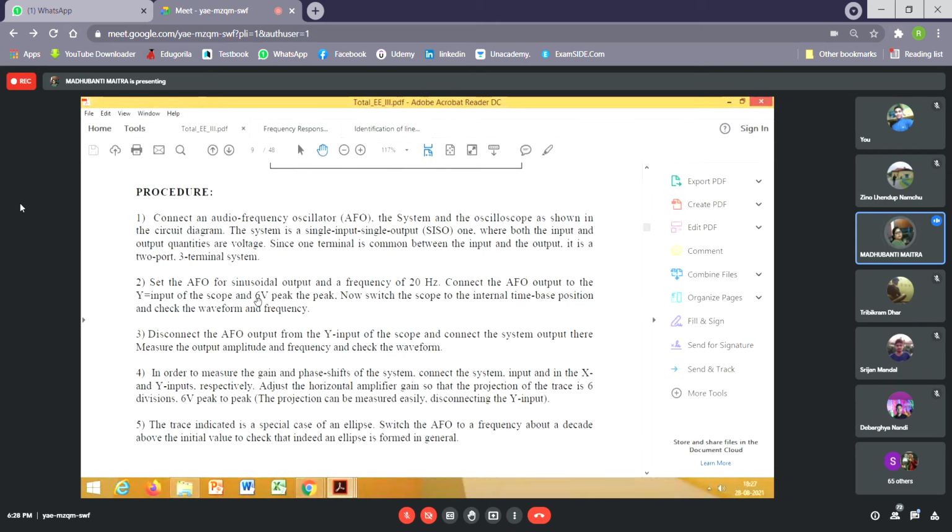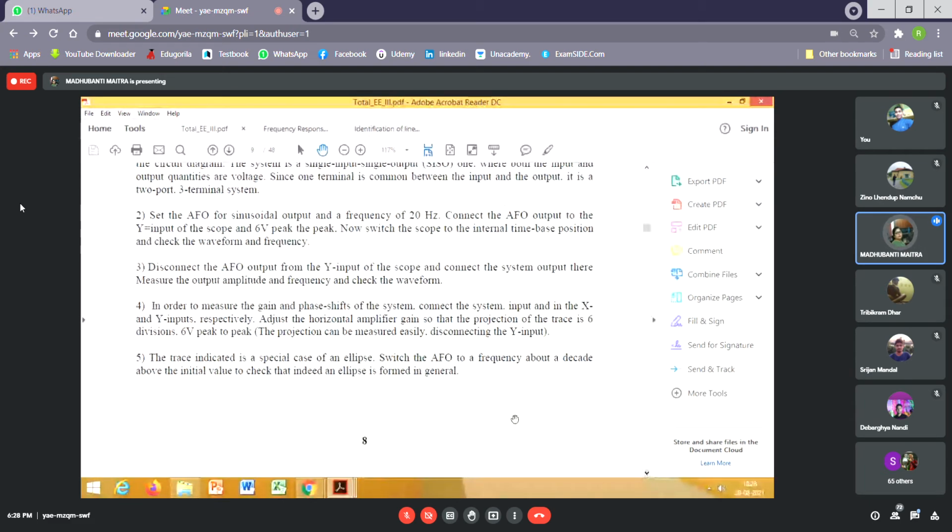Clear? So 6 volt peak to peak, and we will only vary the frequency of the input sinusoid. Now let us come to this particular point. Point number 4. In order to measure the gain and phase shift of the system, we'll learn what is meant by gain and what is phase shift of the system.